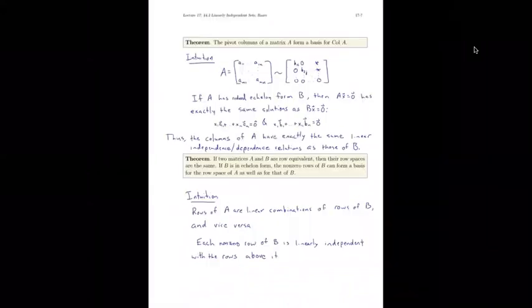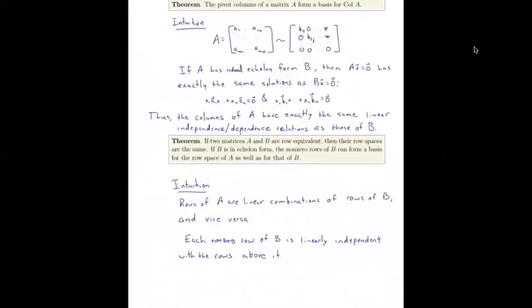Now, if two matrices A and B are row equivalent, then their row spaces are the same. So this is similar to what we were just saying above. They're row equivalent, so they're row operations away from each other. But the theorem's concluding that their row spaces are the same. We'll see that in just a moment. If B is in row echelon form, the non-zero rows of B form a basis for the row space of A as well as for that of B.